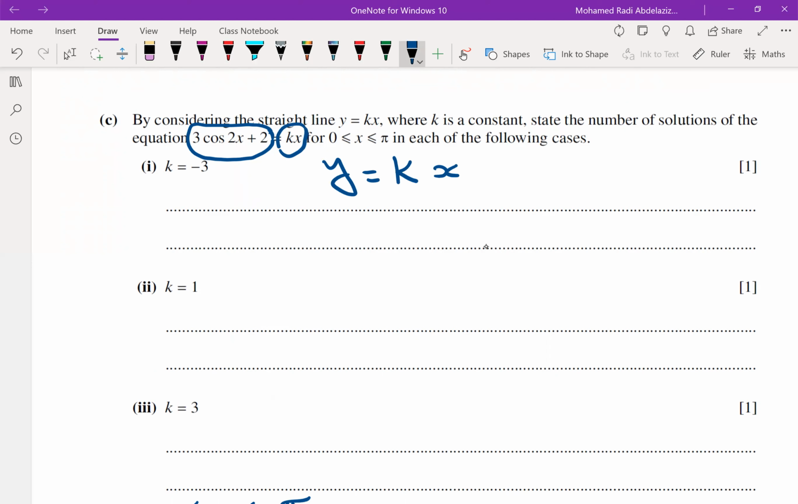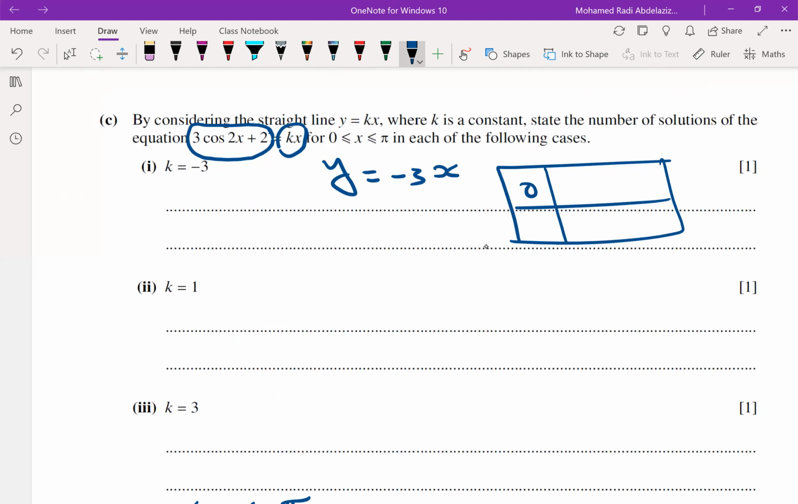This function is a straight line, where k is equal to -3. If we remove x and write -3. By sketching this line, try to use the range 0, pi over 2, pi, 3 pi over 2, 2 pi. I need only 2 points, from 0, then pi over 2. If you substitute by 0, you will get 0. If you substitute by pi over 2, you will get -3 pi over 2.